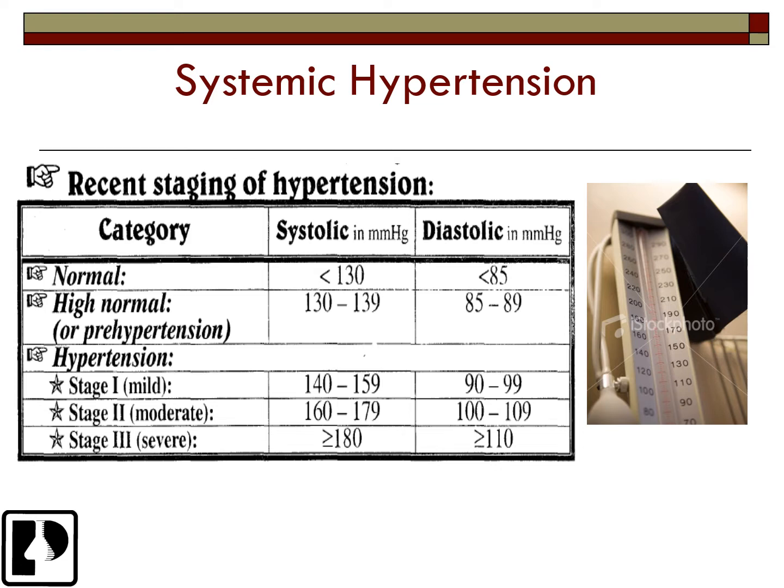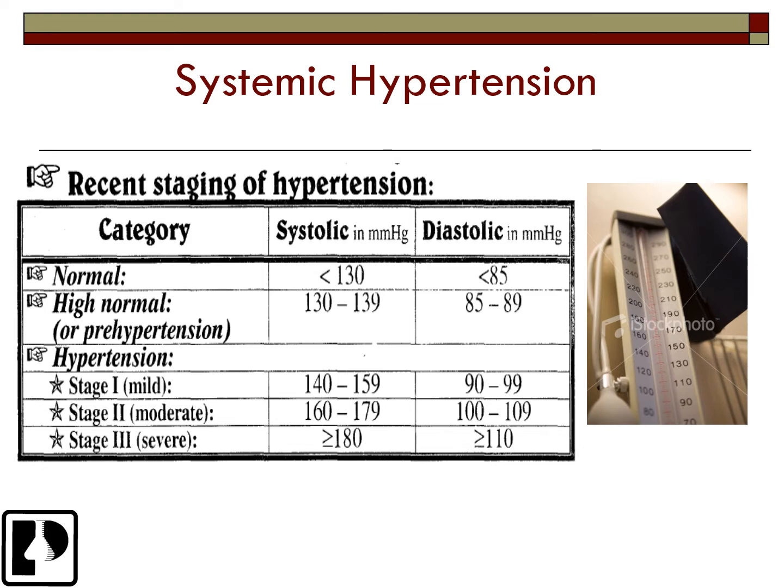Hypertension stage 1 is mild, from 140 to 159 in the systole, and the diastole is from 90 to 99.